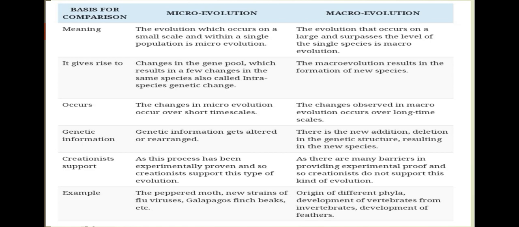But macroevolution, the evolution that occurs on a large scale and surpasses the level of the single species, is macroevolution. Macroevolution results in the formation of new species. The change observed in macroevolution occurs over long time scales. There is a new addition or deletion in the genetic structure resulting in new species. As there are many barriers in providing experimental proof, creationists do not support this kind of evolution. Then origin of different phyla, development of vertebrates from invertebrates, development of feathers.